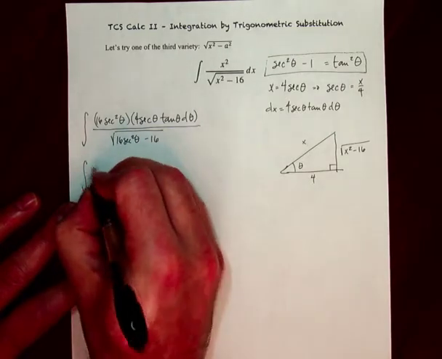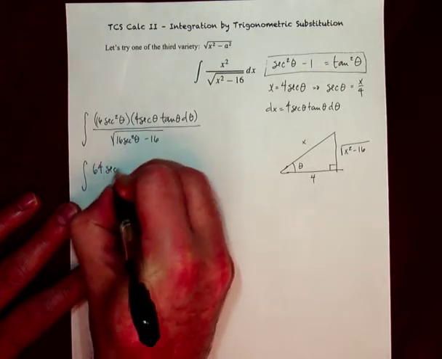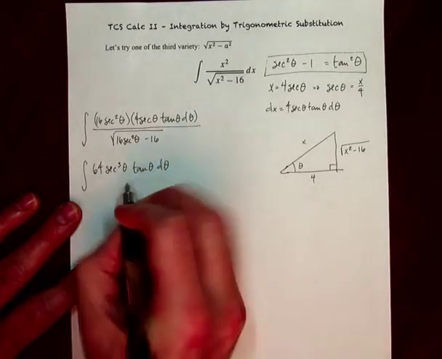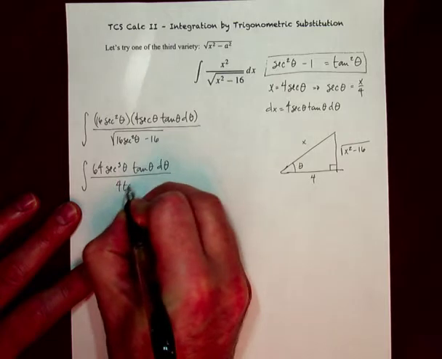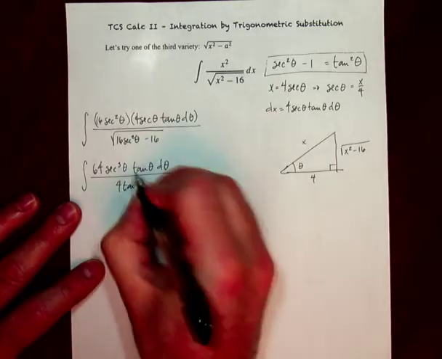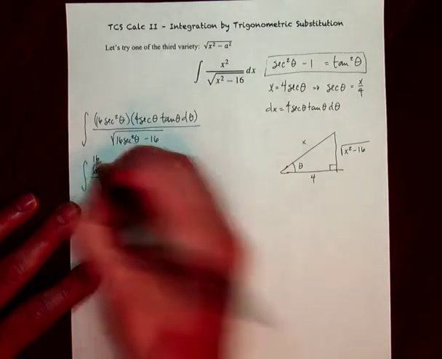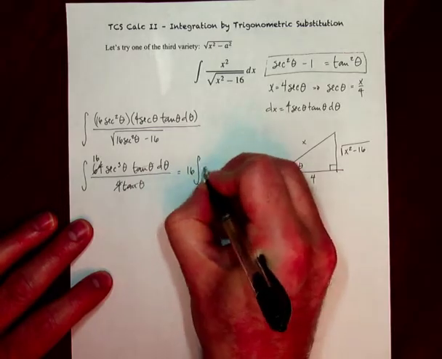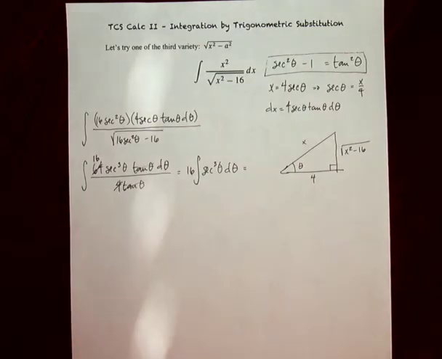Okay, so let's just simplify this up here just a little bit. Let's do 64 secant cubed theta tangent theta d theta, all of that over 4 tangent theta. Of course, the tangent thetas cross out. The 4 right here cancels with the 4 that's inside the 16, and I'm actually left with 16 and secant cubed theta d theta.